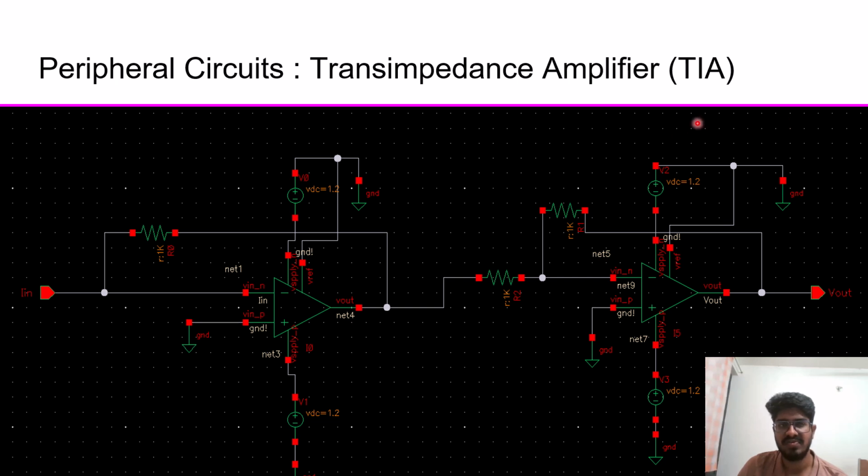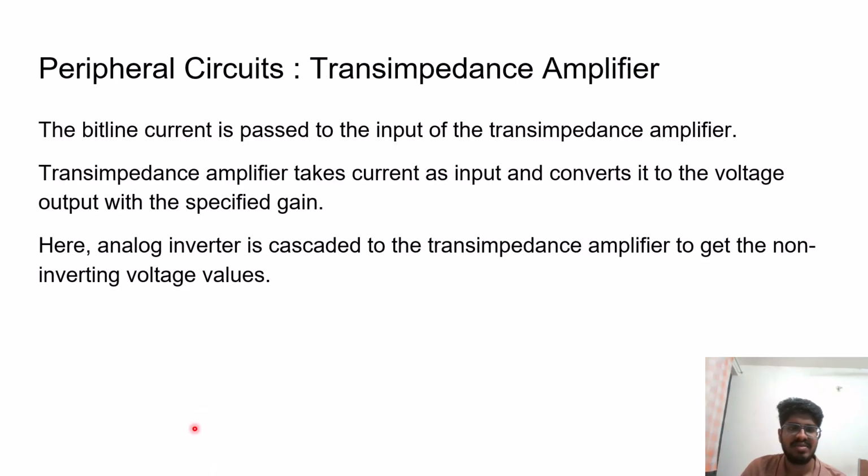inverter, analog inverter. As I have explained in the previous slide, the transimpedance amplifier is what is written over here. The bitline current is passed to the input of the transimpedance amplifier. This transimpedance amplifier takes current as input and converts it into the voltage. But what is the problem? The output voltage is inverted. So we cascade an analog inverter at the output to get the non-inverted voltage values.